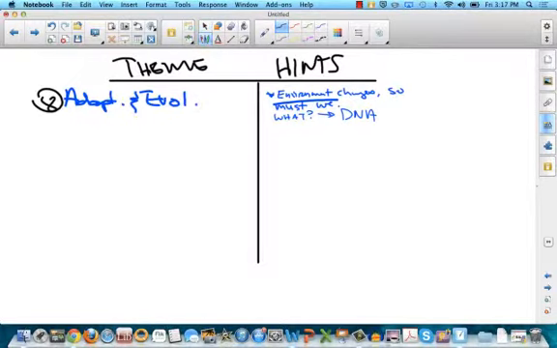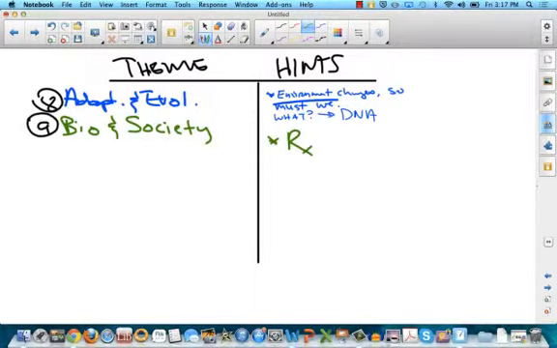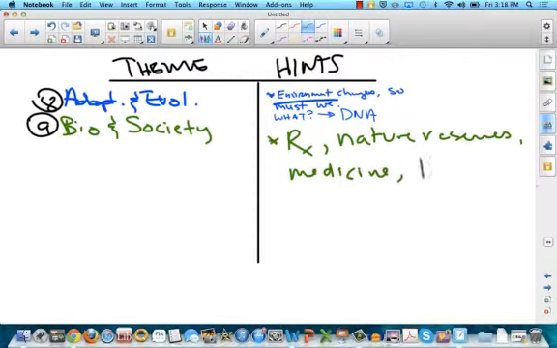Now, these last two are kind of no-brainers, okay? Biology and society. Okay, all that I have to say here is prescription. That's the prescription sign. We can say nature reserves. We can say medicine, doctors.